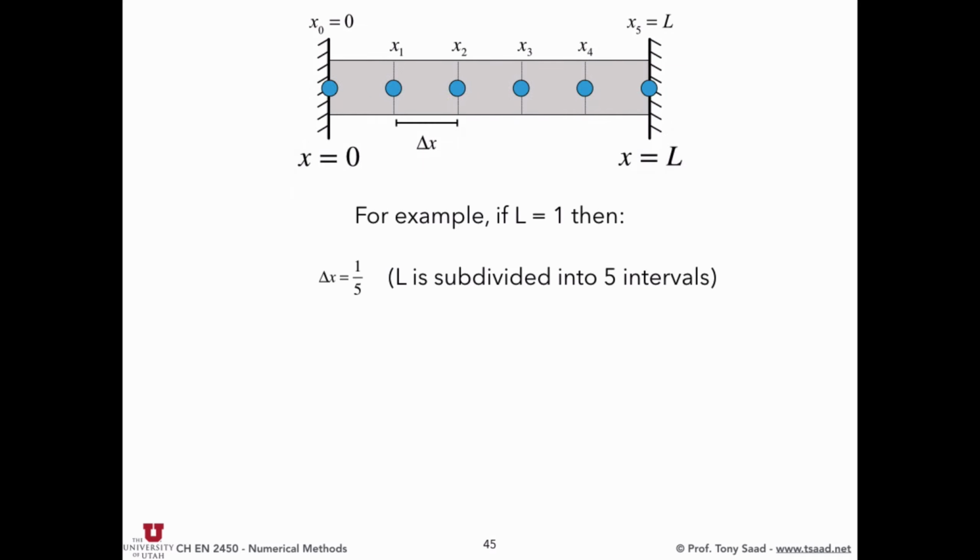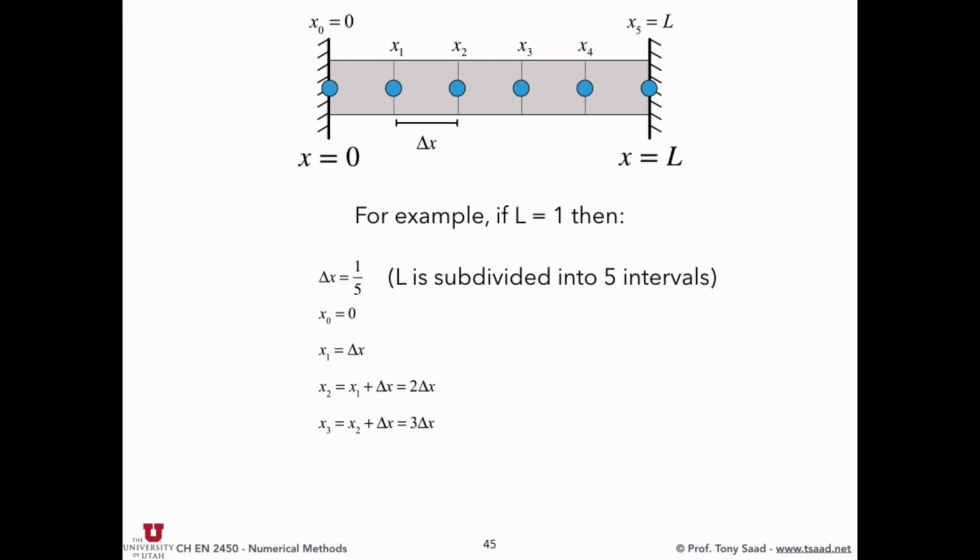Then delta x is 1 over 5, right? Because we cut this rod into 5 intervals. Starting with x0 equals 0, it's at the beginning of the rod. Then x1 is located at delta x, right? It's delta x away from x0. x2 is delta x away from x1, so x2 is x1 plus delta x. That's equal to 2 delta x.